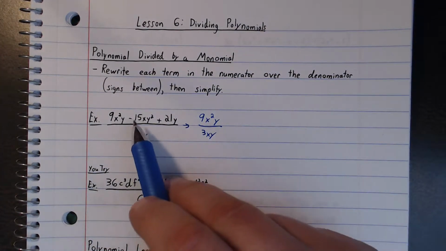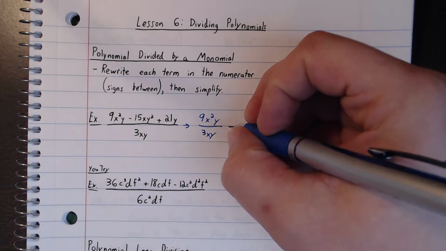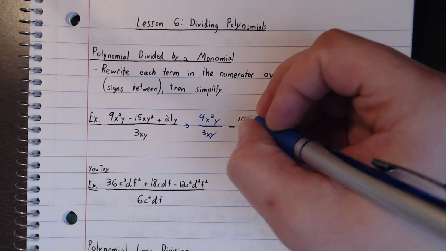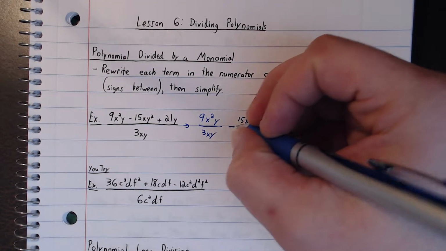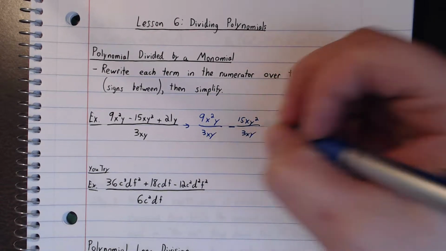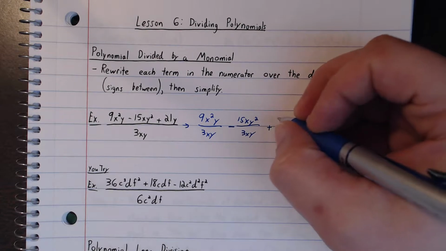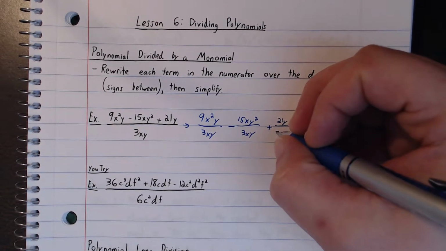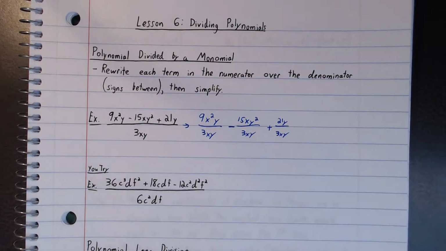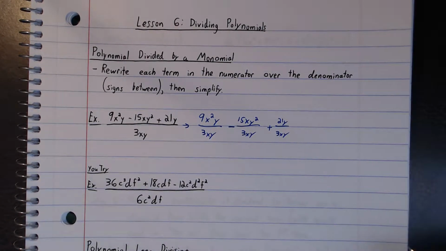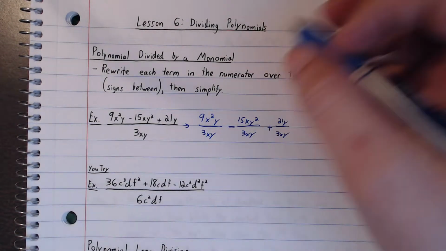My second term is a negative, so I'm going to do minus 15xy squared written over 3xy, and my last term is plus 21y written over 3xy. Okay, so that was the first step. Rewrite each term. Next, I'm going to start to simplify, and we need to know some of our power rules as far as exponents go, so hopefully you remember some of these from Algebra 2.